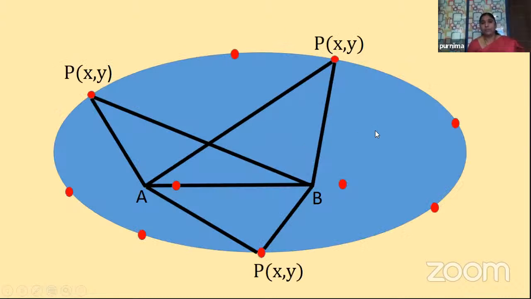Let us have a look here. So this is the ellipse, which is the equation of locus. The diagram of the equation of locus is what? What does the equation of locus represent? It represents an ellipse.